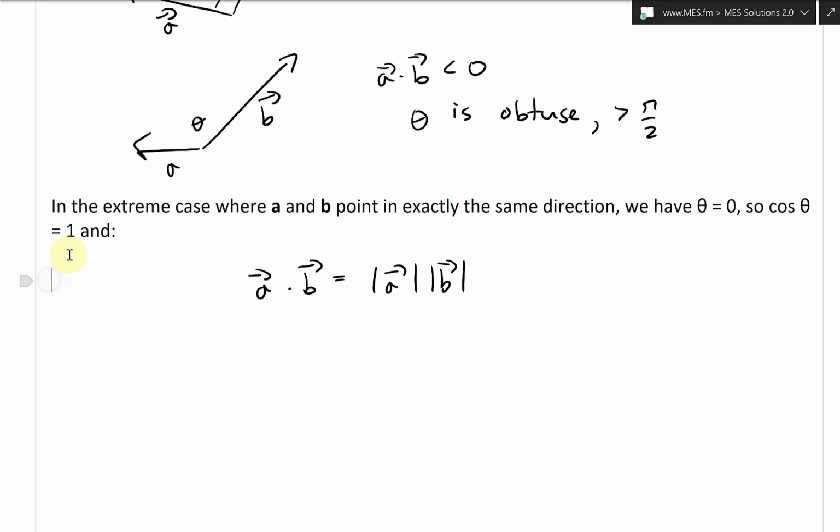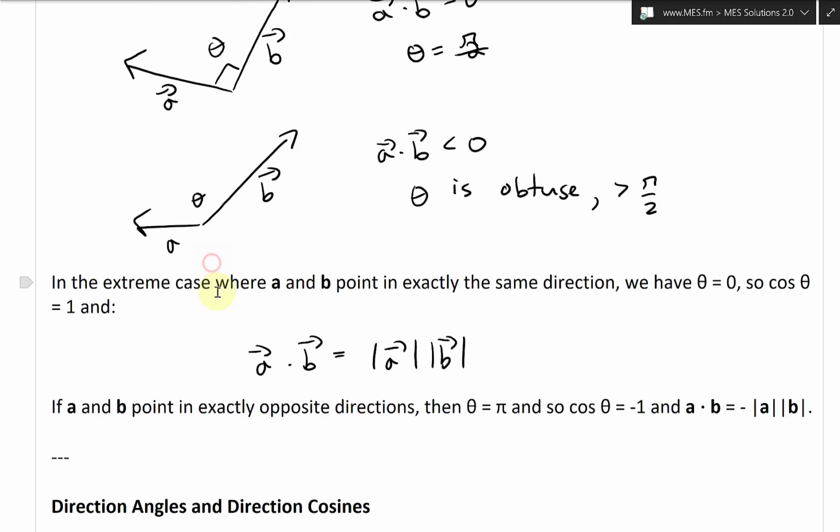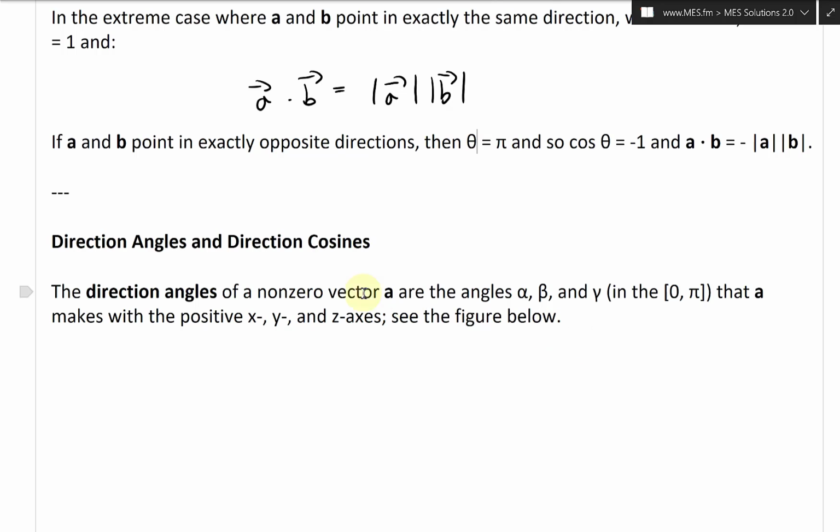That's fascinating stuff. All right, and lastly, if A and B point in exactly opposite directions, then the angle theta is equal to pi, so cosine theta is equal to negative 1, and A dot B is going to equal negative length A times length B. Very fascinating. All right, so now let's go to the next section.